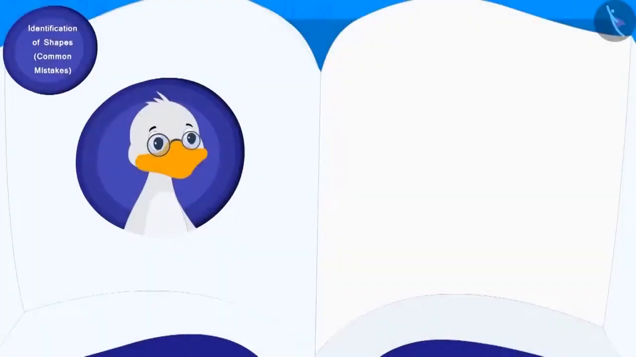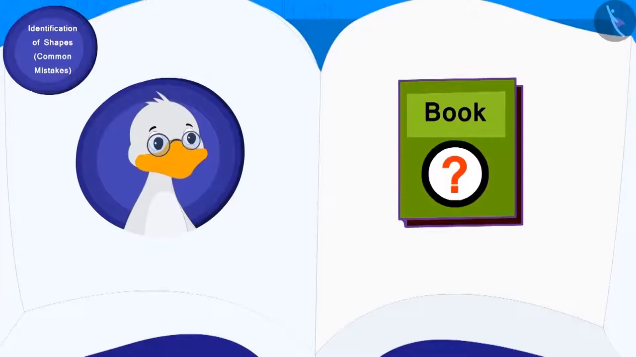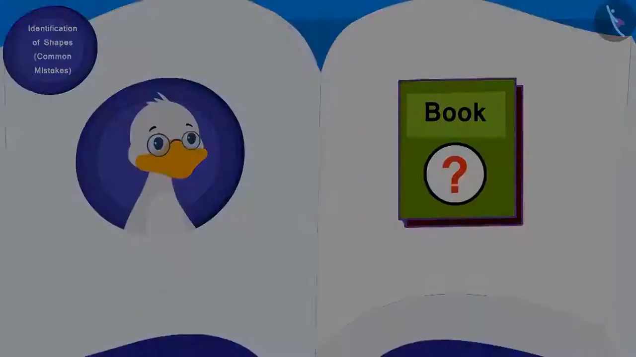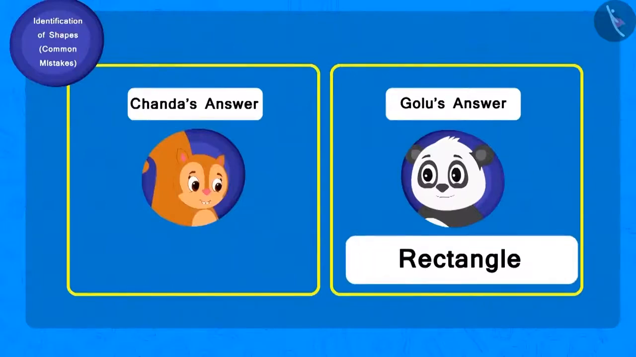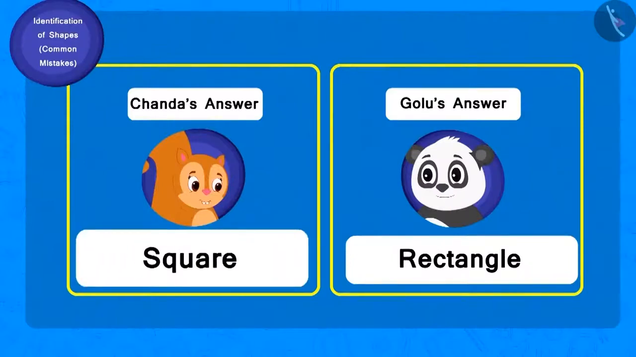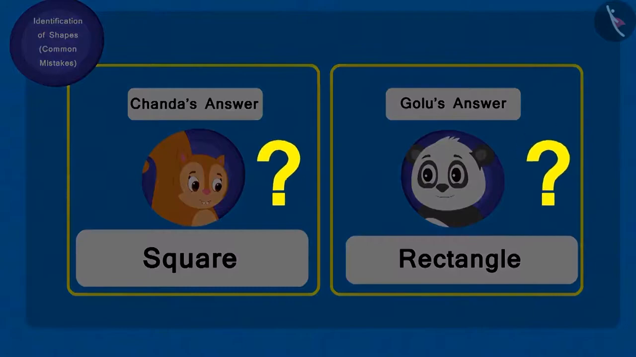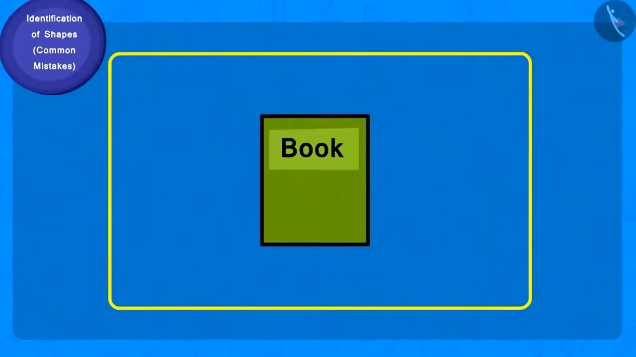Now Chacha showed a book and asked, "What shape is it?" Golu immediately wrote rectangle as his answer and Chanda wrote square. Children, can you tell whose answer is correct? Let us look at the book showed by Chacha. How many sides does the book have? And how many corners?